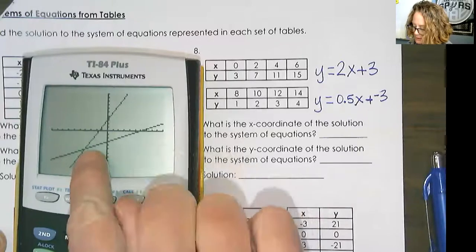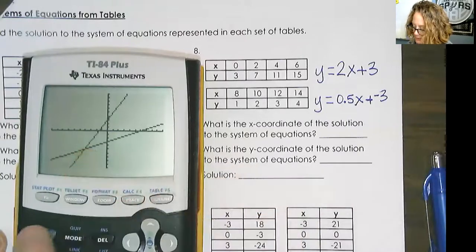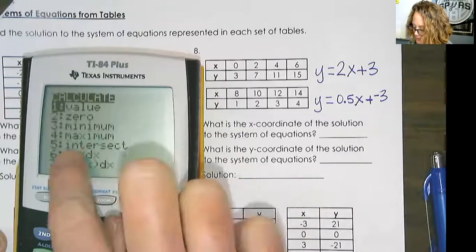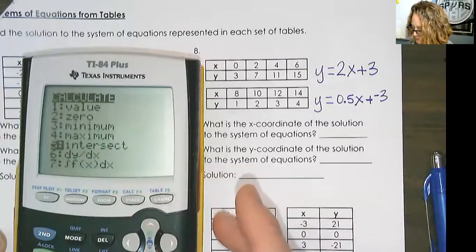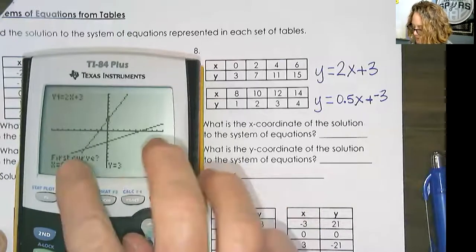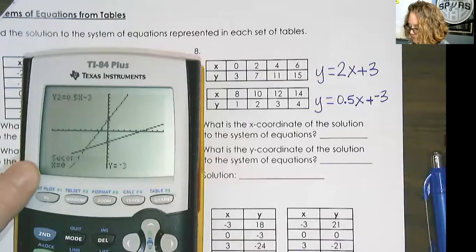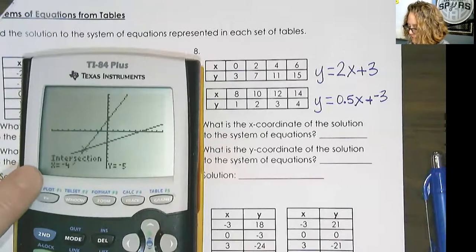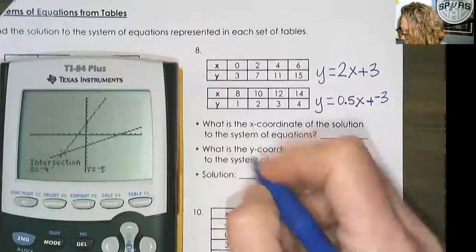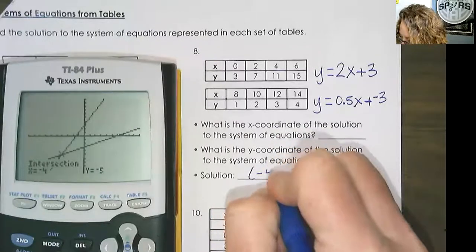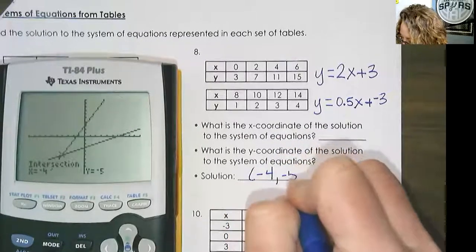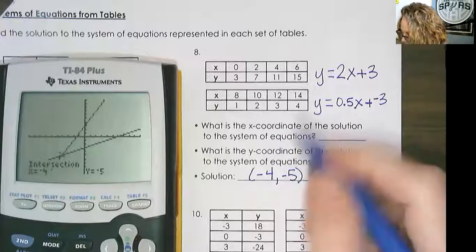We see that it intersects here. To find out what that point is, it's second trace. We want intersect. And we're going to hit enter, enter, enter. Here's our intersection point. That's our solution: -4, -5.